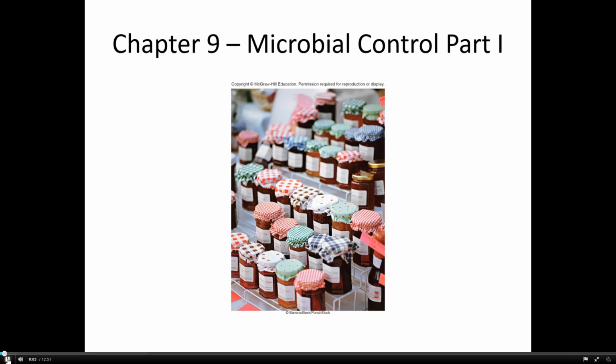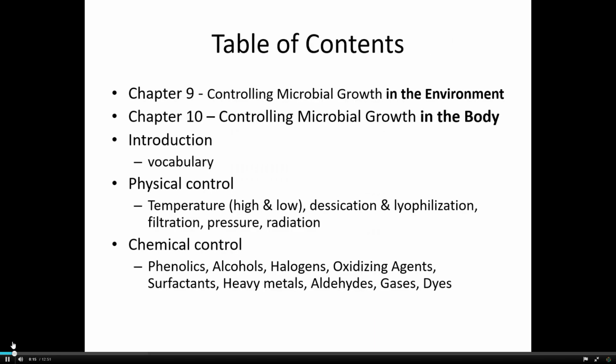Hello, everyone, and welcome to Chapter 9, Microbial Control. I call it Part 1 because I see this chapter as part of a two-chapter unit. On this slide, you see more clearly what I consider to be the two chapters that make up this unit, Chapters 9 and 10. Chapter 9 is about controlling microbial growth in the environment.